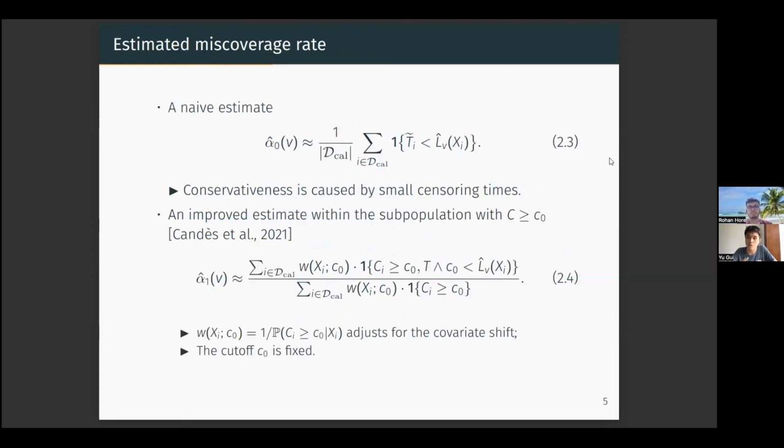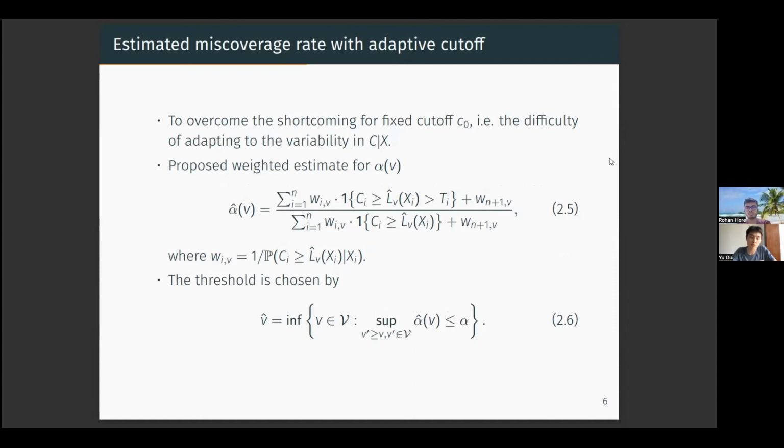The first one is the estimate used by naive conformal prediction, and the second one is adopted by the paper of Candès et al. But here the cutoff C0 is fixed. So in our paper, we propose the estimate for the miscoverage rate in equation 2.5. Here we can see that L hat of V plays both the role of an adaptive cutoff as well as a candidate LPB to be calibrated. Then V hat can be chosen as the minimum V such that the monotonized estimated miscoverage rate is bounded by alpha.